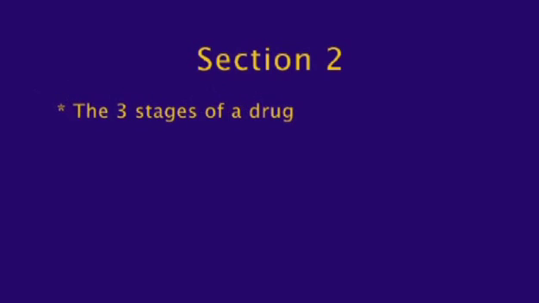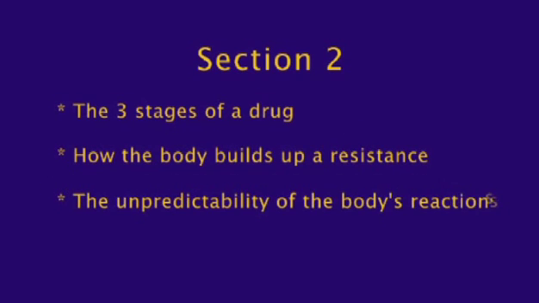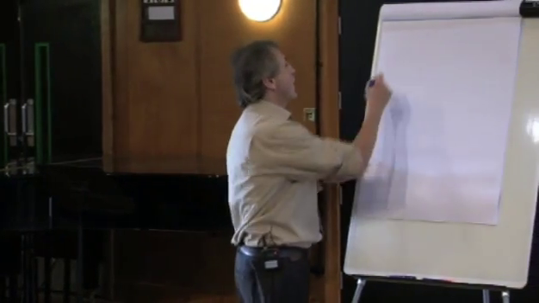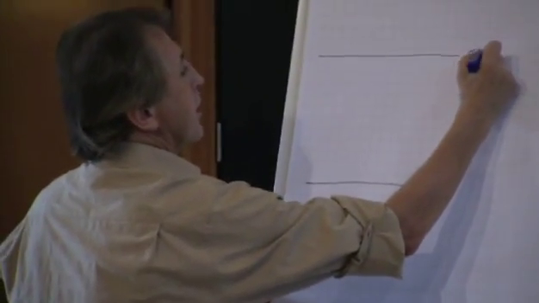Section 2 looks at the 3 stages of a drug's effect on the body. It also covers how a body becomes used to a drug and, because of a resistance built up, the drug user will have to take more to get a high. Additionally, it looks at the unpredictability of the body's reactions.